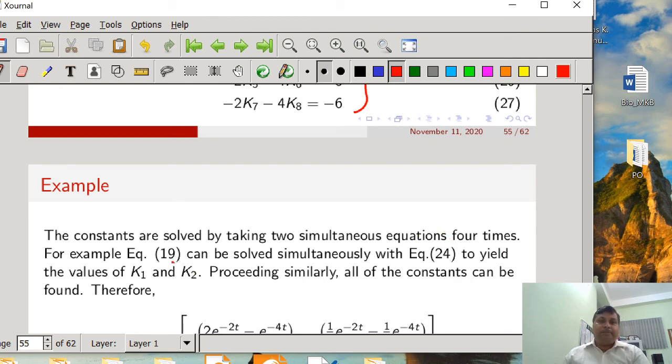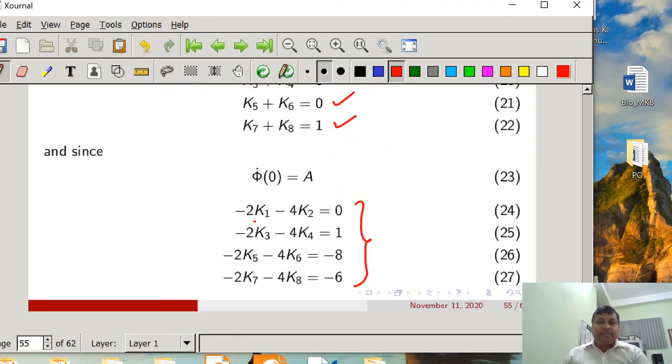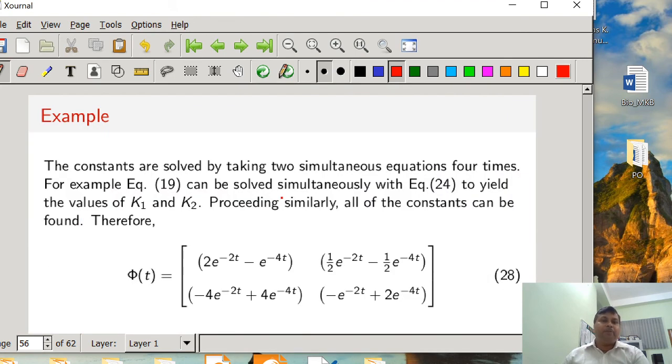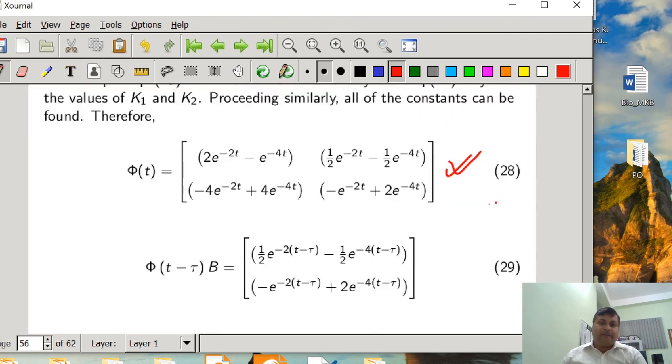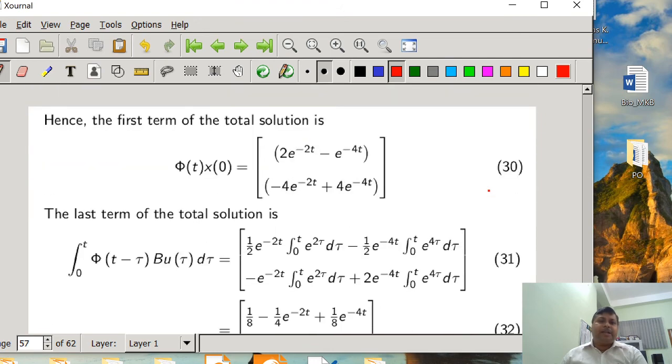For example, if you take equation 19 and equation 24 together, you can solve for k1 and k2. Like that, if you solve k1 and k2, you will get phi of t. So this is also the way phi of t is calculated using the properties of e to the power at, only when you find that the roots are distinct and real. Fine. Now the rest of the things are as usual.